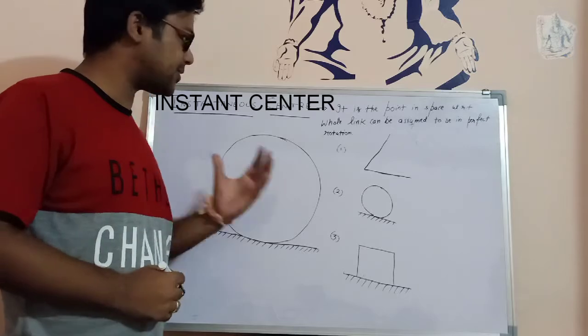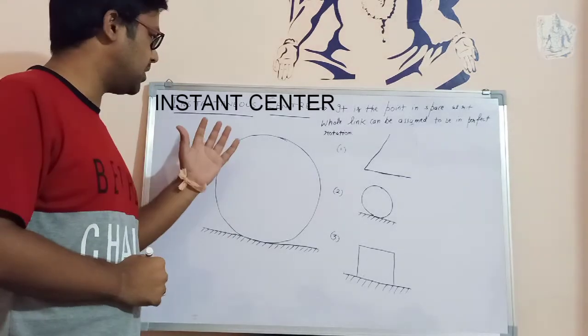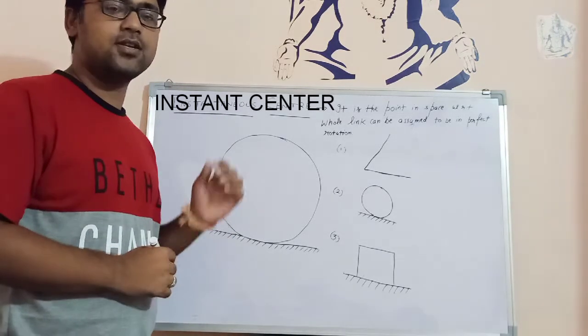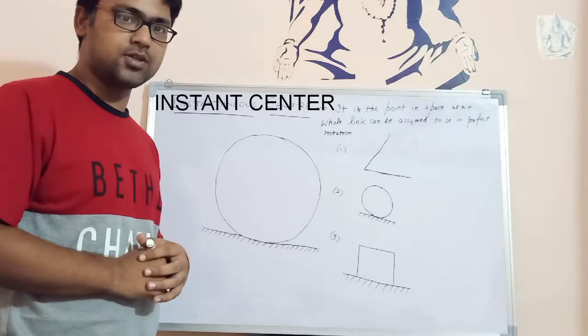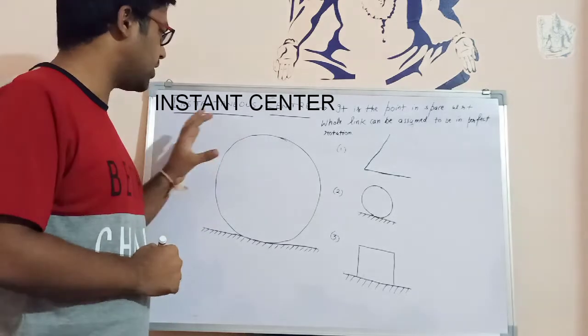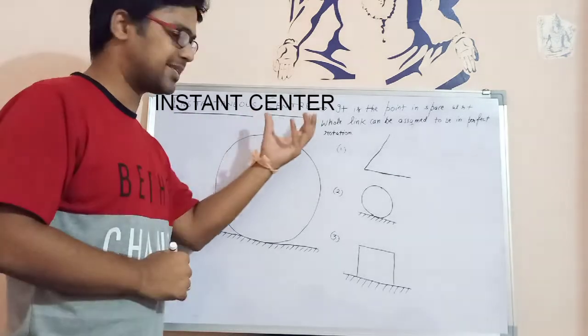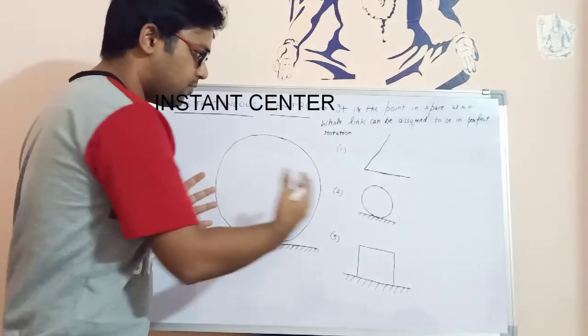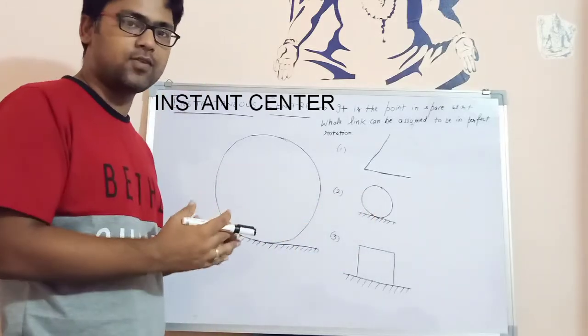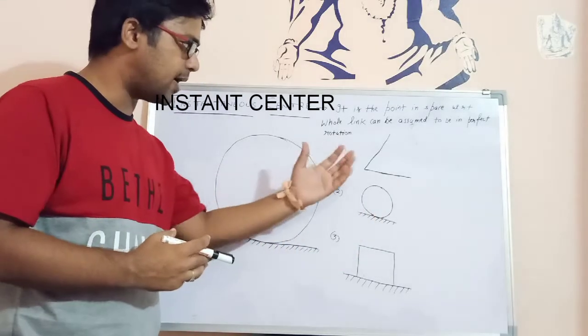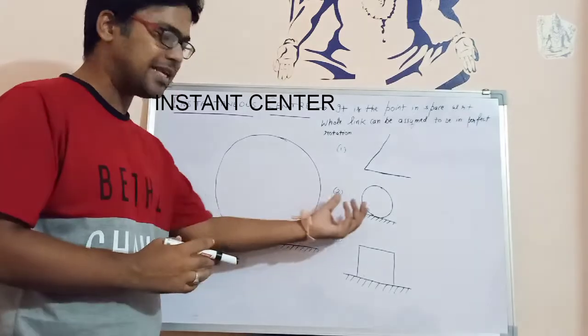Hello everyone, so the next topic we are going to discuss is instantaneous center. It is a really important topic from theory of machines. Today we will discuss what the instantaneous center is, where we are going to use it, and how we can find the value of instantaneous centers for a sliding pair, for a turning pair as well as for a rolling pair.